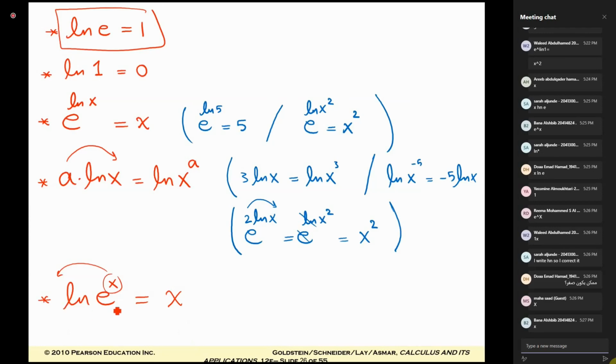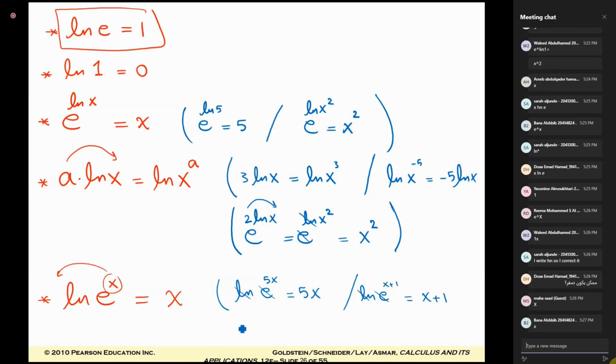We can remove ln with e. For example, if we have ln e to the power 5x, we can remove the e with ln, so we have 5x. If we have ln e to the power x plus 1, we can remove the ln with e, so we have x plus 1.